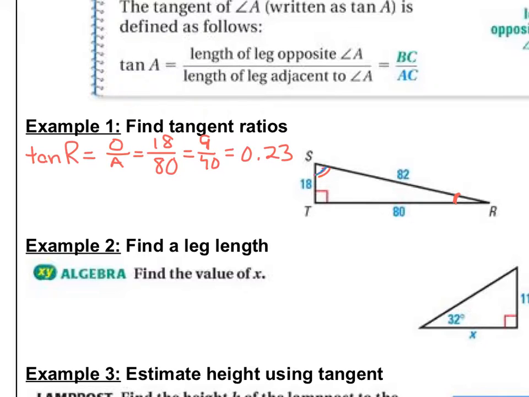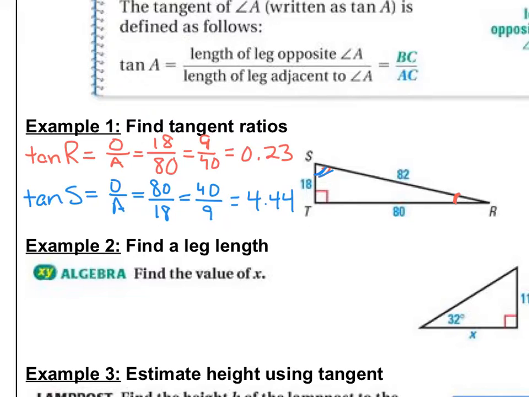Then we're going to go back and find the tangent of S. The tangent of S and the tangent of R will never be the same unless the sides are the same, because we have to identify our opposite, which is going to be across from the angle. This time it's going to be 80, and then the adjacent side is always the one it's touching that isn't the hypotenuse, which is 18. So opposite over adjacent would be 80 over 18. When we simplify it down to an improper fraction, 40 over 9, that gives us somewhere in the ballpark of 4.44.